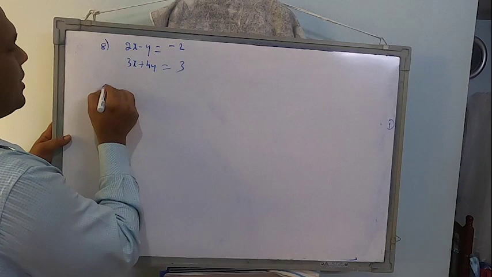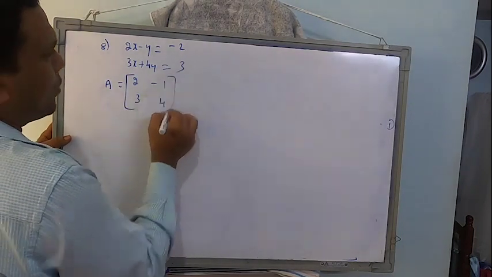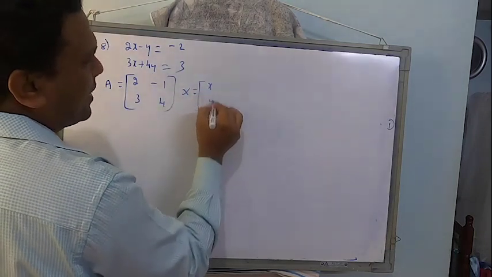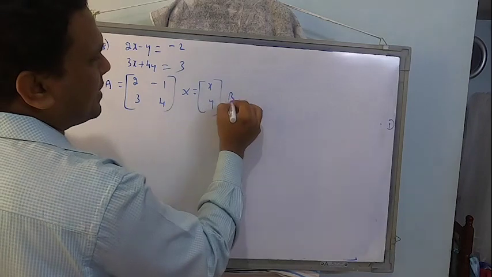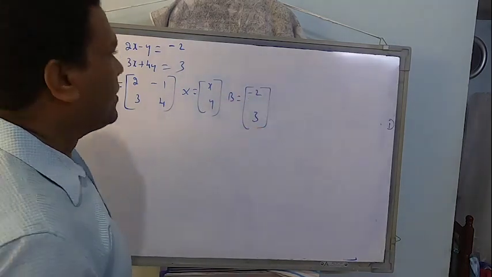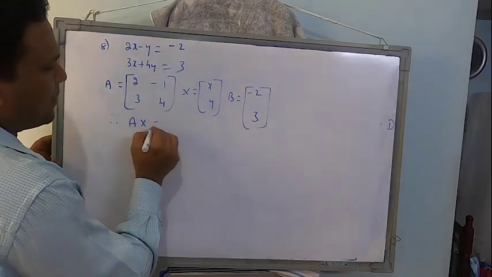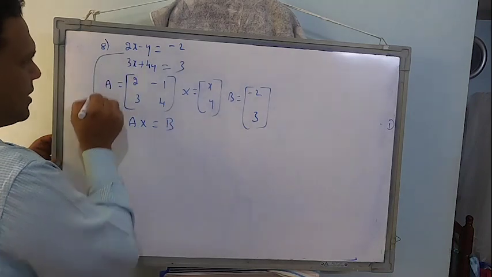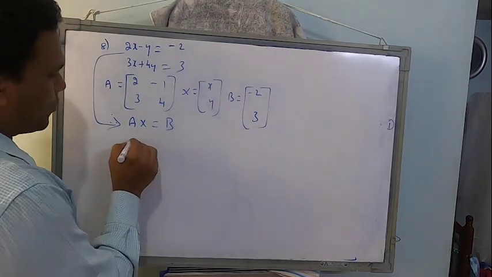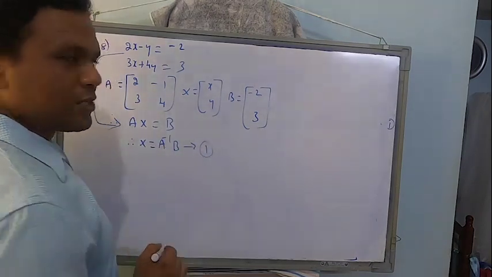So first thing, let me take a matrix A: 2, minus 1, 3, 4, the coefficients of x and y. Matrix X equal to x, y, column wise. And matrix B: minus 2, 3. Fine. So once I got this, what will you write? Therefore, A multiplied by X equal to B. That means this equation can be written in the form of a matrix like this. Therefore, X equal to A inverse multiplied by B. Call it equation 1.